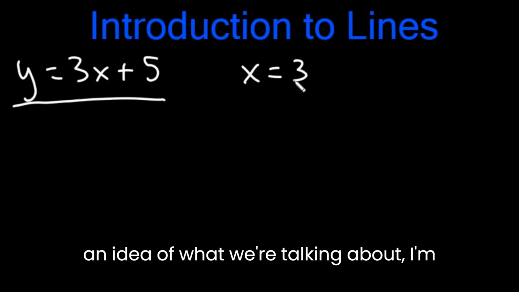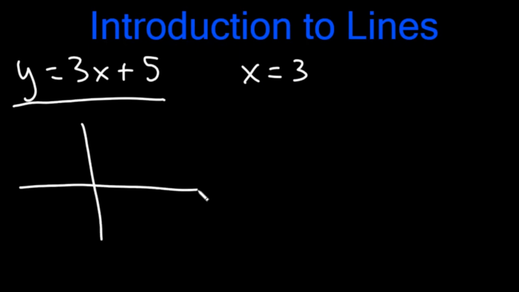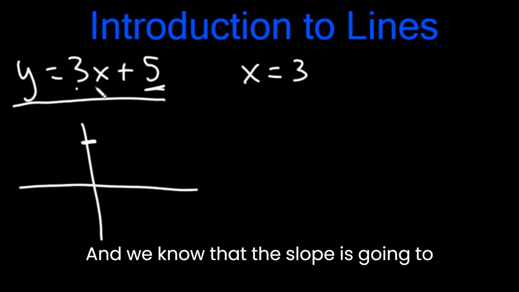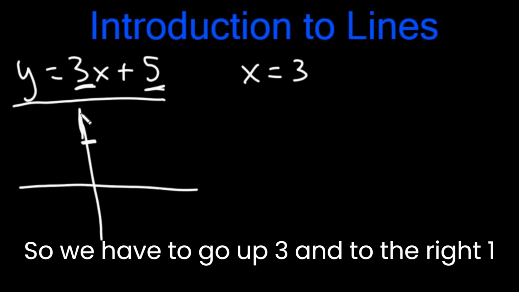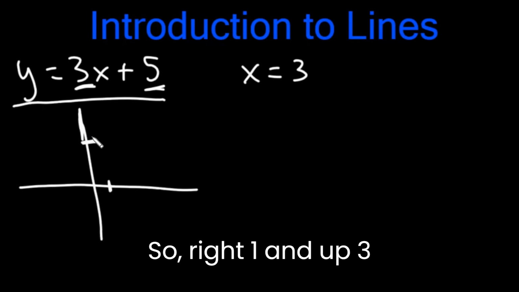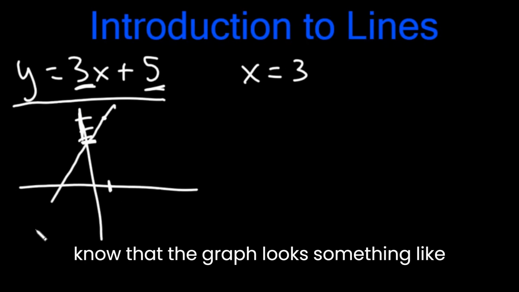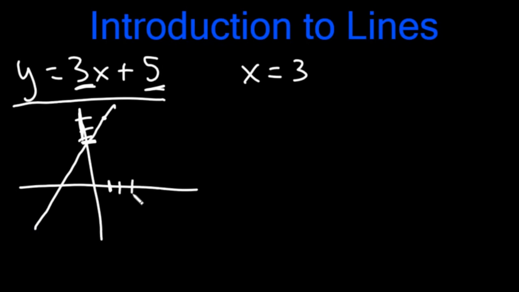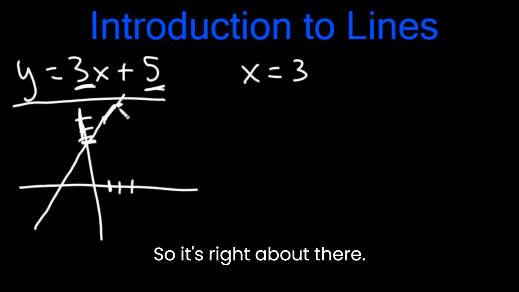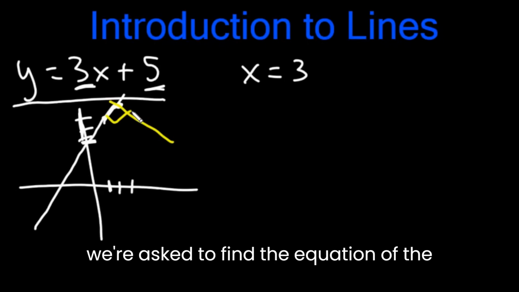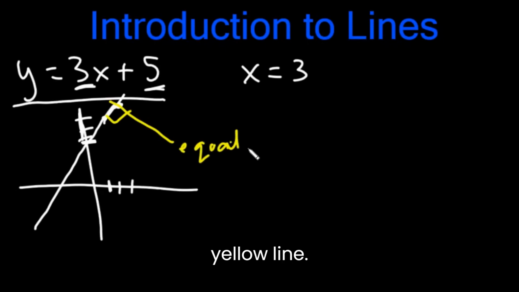Just to get an idea of what we're talking about, I'm going to draw a graph. So the y-intercept will be 5. Let's just roughly say that this is 5. And we know that the slope is going to be 3. So we have to go up 3 and to the right 1. So right 1 and up 3. So right about there. And we know that the graph looks something like this. And let's say 3 is right about there. And we have a perpendicular line that looks something like this. And we're asked to find the equation of the yellow line.